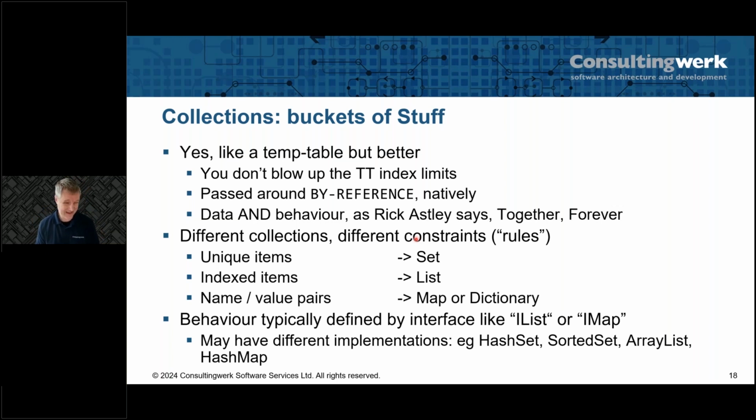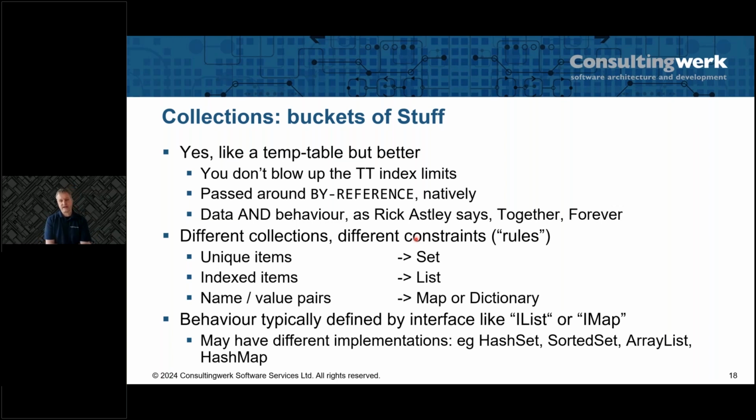They are like temp tables, but they're better in a couple of ways. Mainly because they're passed around by reference, because they are objects. Different collections have different types of constraints or rules. So these are fairly common names. A list is a collection of indexed items. A set is a collection of unique items. And depending on your kind of language, a map or a dictionary is a set of name-value pairs. Dictionary is what the .NET world calls it. Largely, map is Java, and various other languages call them maps, but you'll see them used interchangeably.